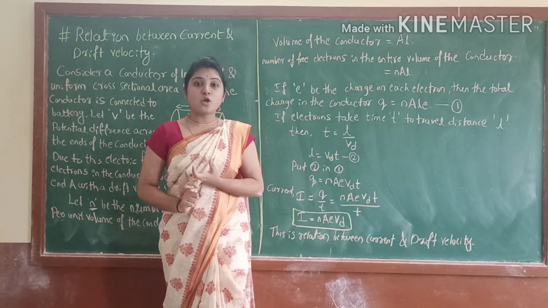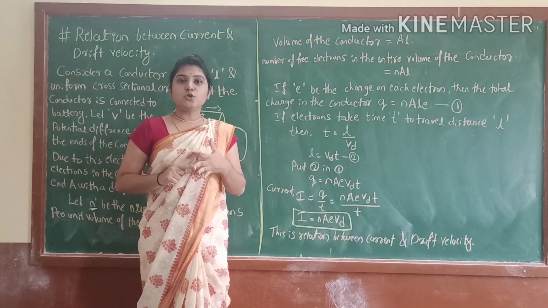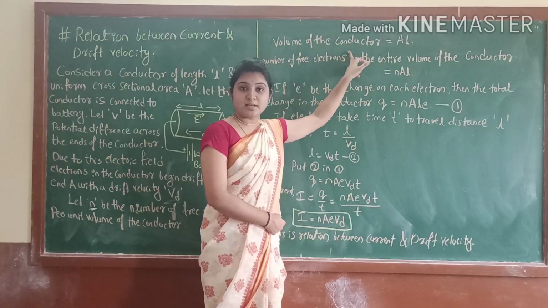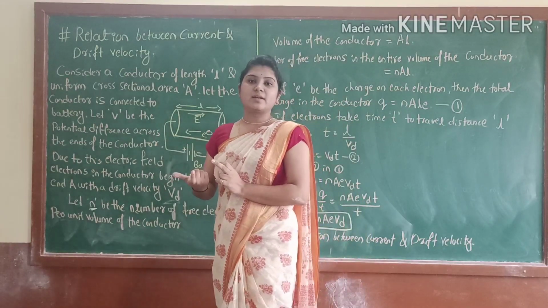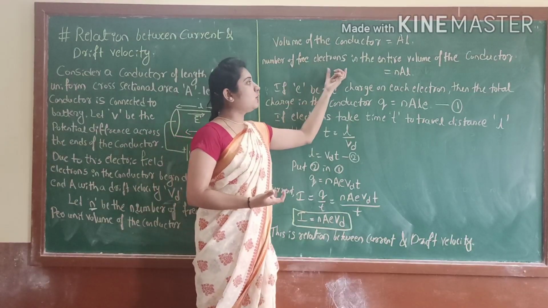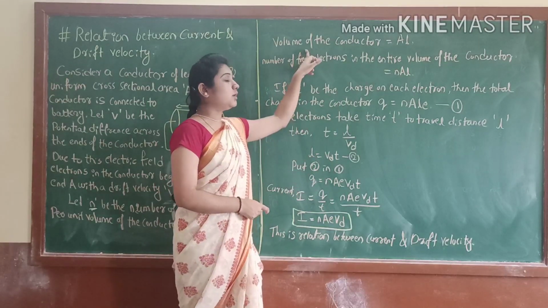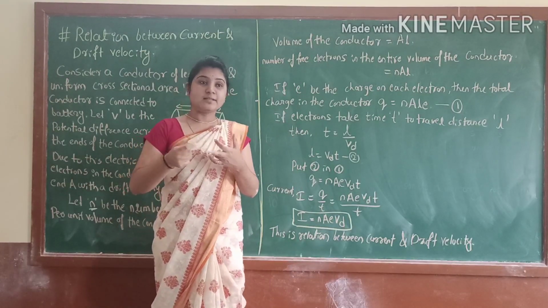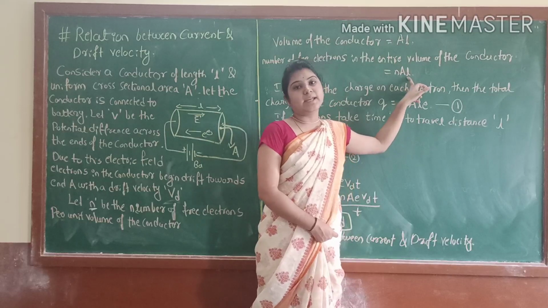So now we have to take the volume of the conductor, no? So what is the volume of the conductor? That is length into area of the conductor, right? So the volume of the conductor is nothing but the length into the area of cross-section of that conductor. Correct? So students, then the number of free electrons in the entire volume of that conductor. See, that is only the volume of the conductor, but now the number of free electrons in that volume of the conductor is how much? n into A into L.